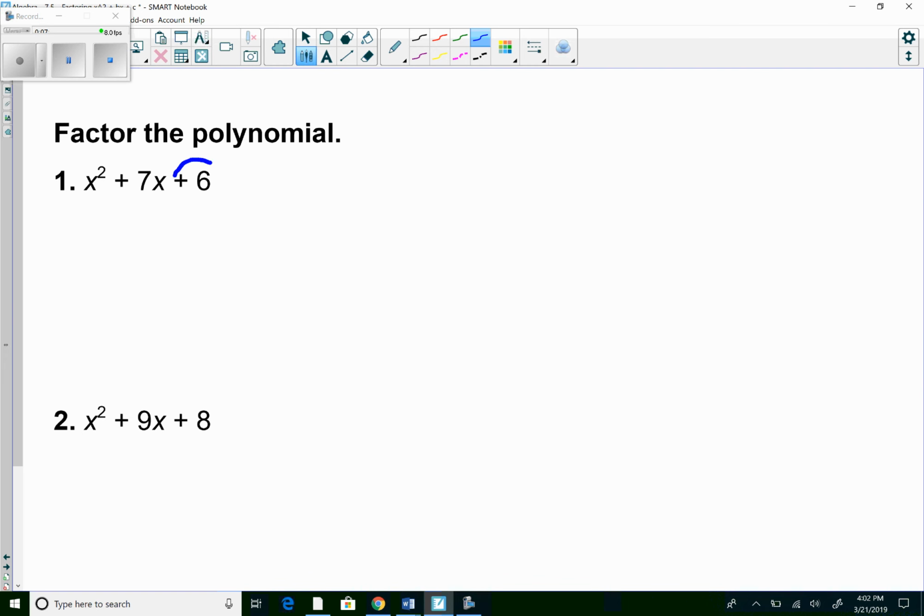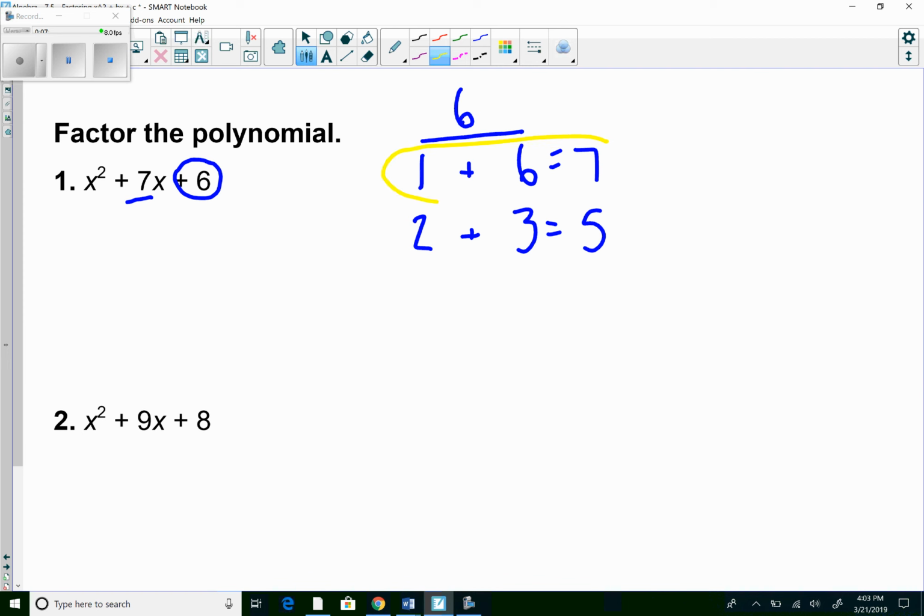Okay, so looking at problem number 1, I want to find factors of 6 that when I multiply them, turn out to be 6. When I add them, turn out to be 7. Okay, so factors of 6. I've got 1 and 6, and I have 2 and 3. So when I take 1 plus 6, that gives me 7. And when I take 2 plus 3, that gives me 5. Okay, so right off the bat, I'm looking at this pair right here.